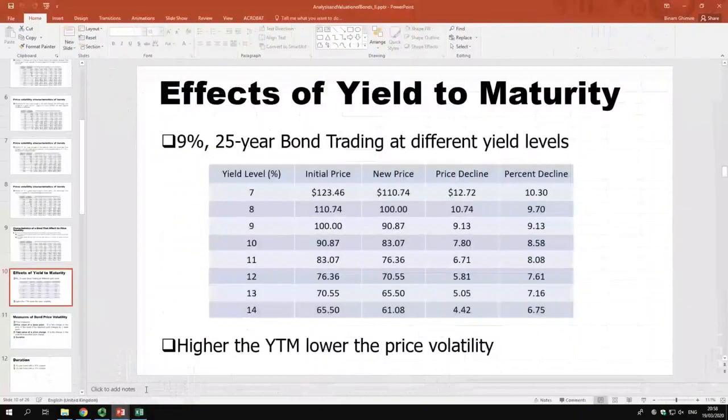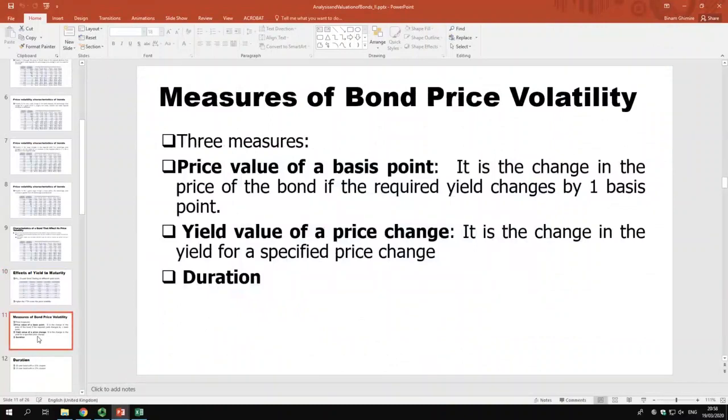So this relationship is also an important one, which we have just seen. Thank you very much. Now we move on to important concepts such as measures of bond price volatility, and I'm going to talk about duration, modified duration, in my next video.